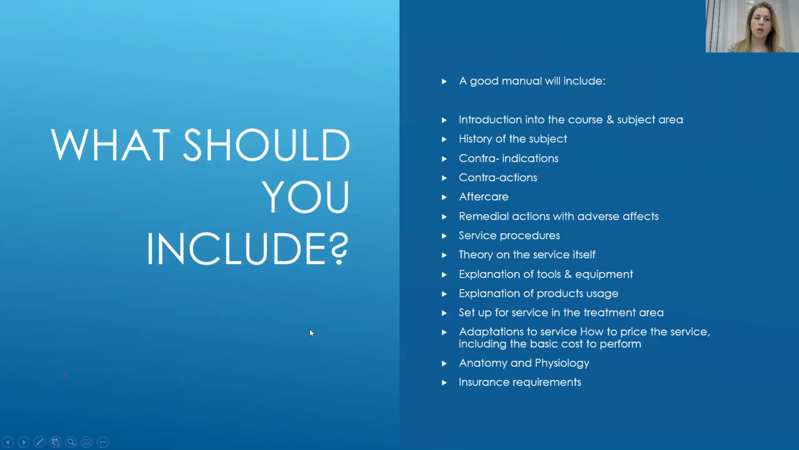So what should you include in a manual? Well, in my opinion, and obviously there's more that you can add as well, a good manual will have an introduction to the course and subject area. It will also have the history of the subject, if that is particularly relevant. I like to know where something's come from and how it's developed over time. A lot of the holistic therapies have developed over many, many years, if not hundreds or thousands of years. So I think the history is a really interesting part to have.